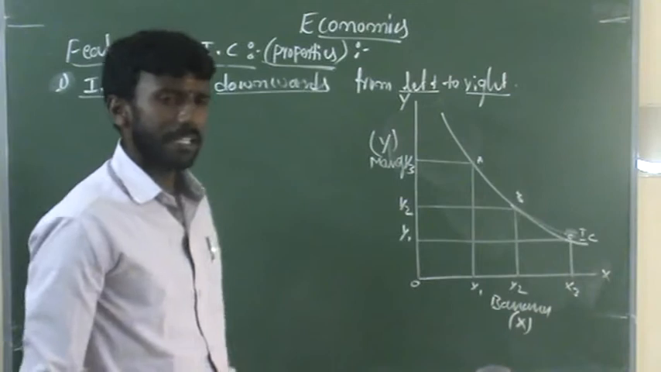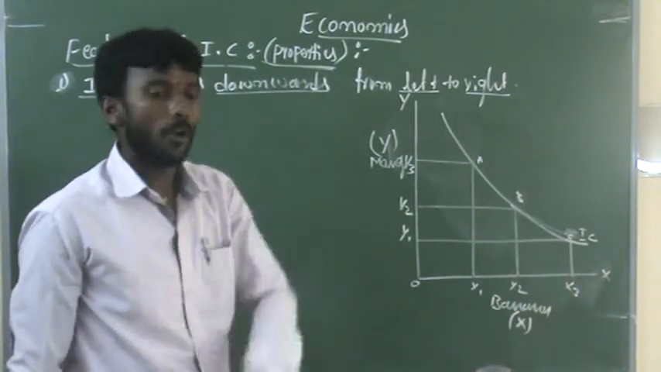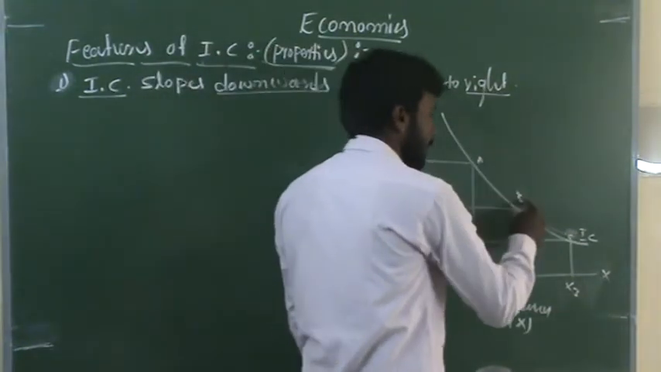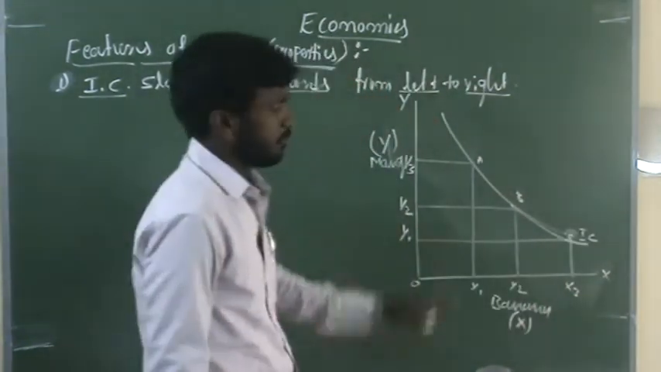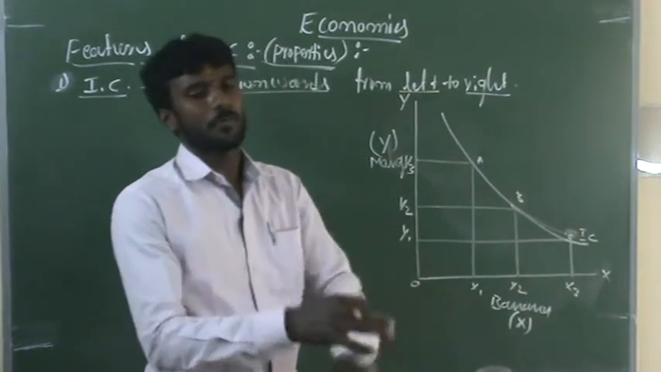And also that indifference curve is having 3 points, like point A, point B, point C. Now these are all points. They represent an equal level of satisfaction.